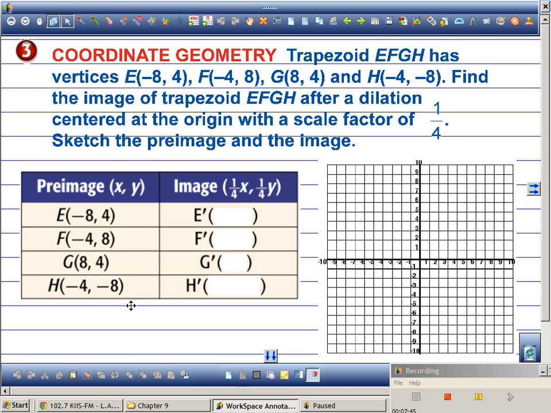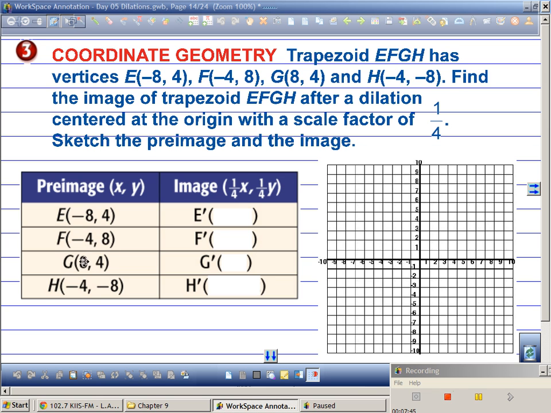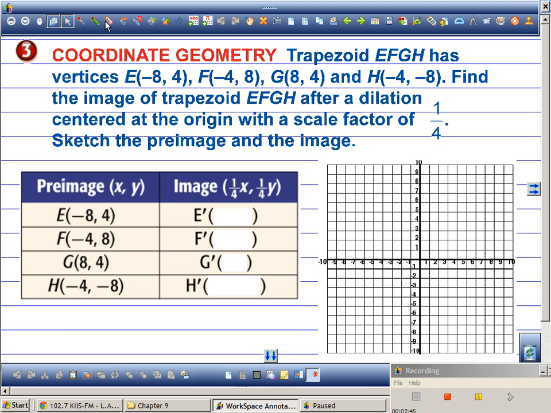Coordinate geometry. If this is my preimage and I'm applying a scale factor of 1/4, how much smaller are each one of these going to be? They're going to be reduced by 1/4. How much is 8 reduced by 1/4? 2. How much is -8 reduced by 1/4? -2. So all of these will be cut by 1/4.